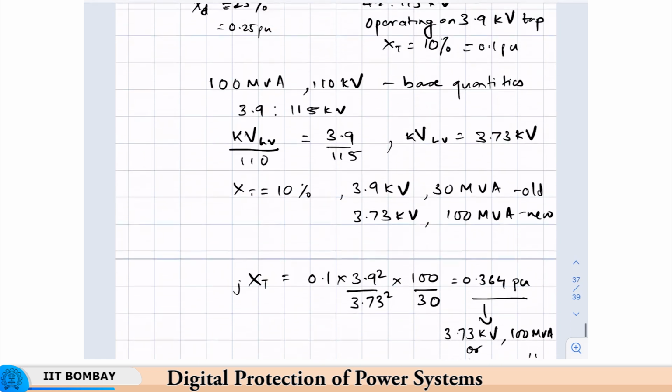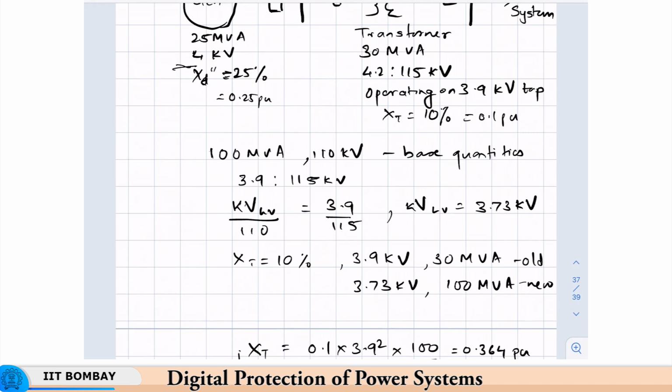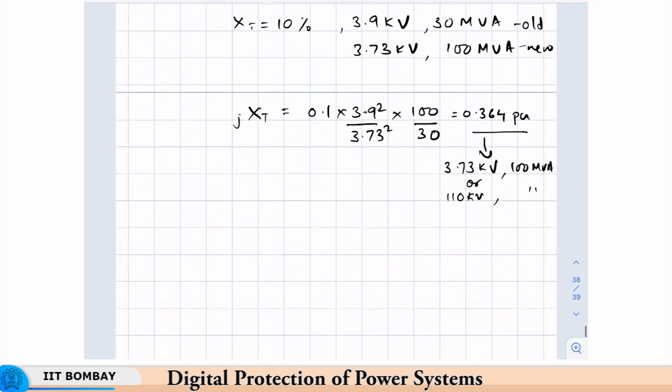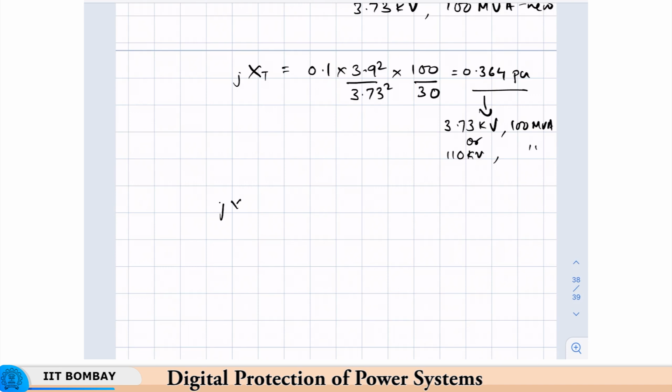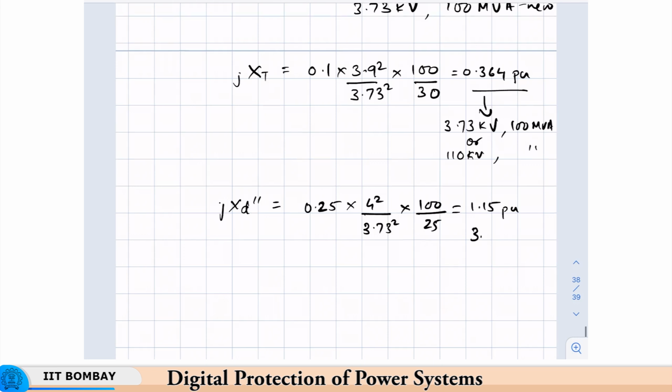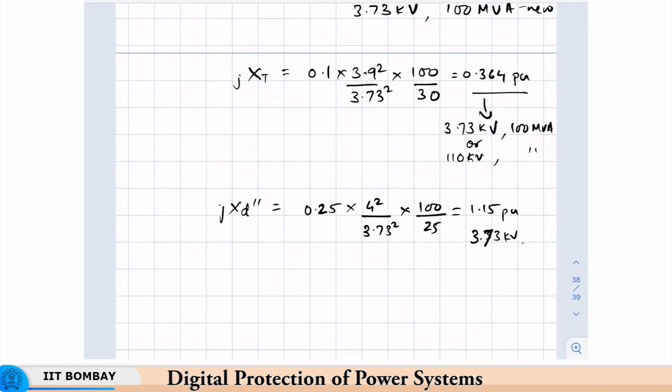Similarly, now the voltage on the primary side is 3.73 kV, while the generator base was given as 4 kV. So we need to convert the generator XD double dash also. The generator XD double dash, again dropping the J for convenience, is 0.25 into 4, because 4 is the kV old, divided by 3.73 square, which is the new kV base, into 100, the new MVA base, divided by 25. This will give us 1.15 per unit, again on the 3.73 kV, 100 MVA base, or equivalently on the 110 kV, 100 MVA base.